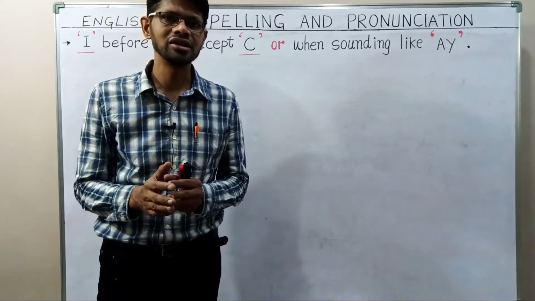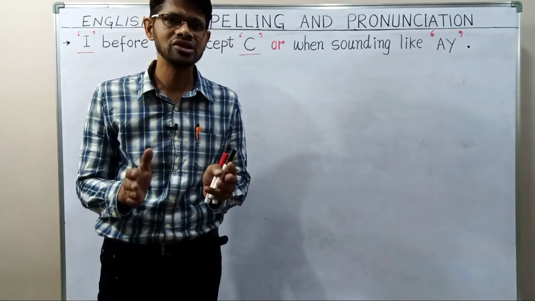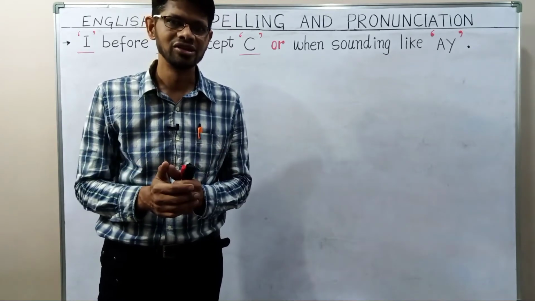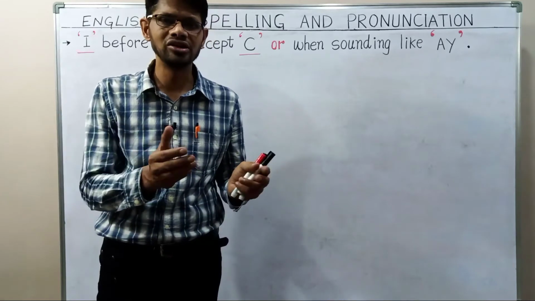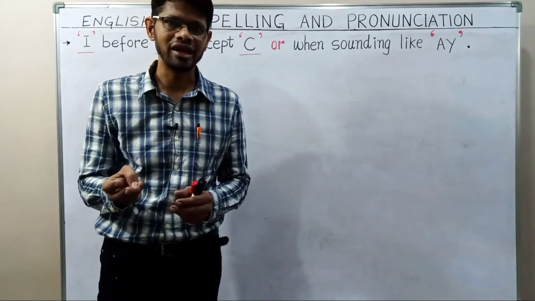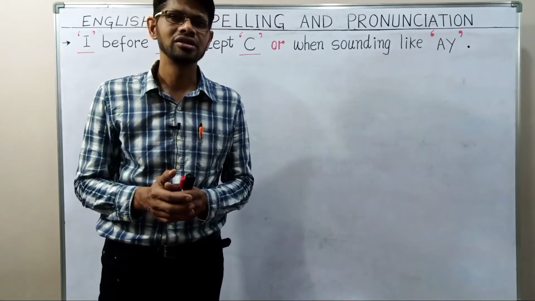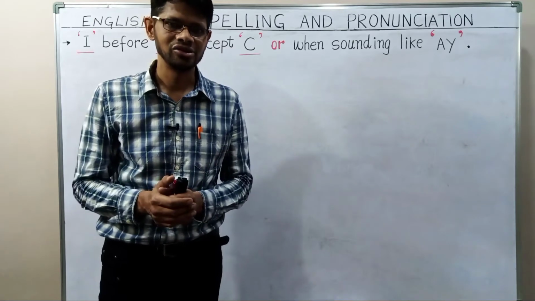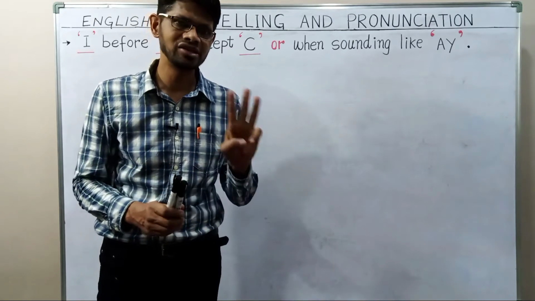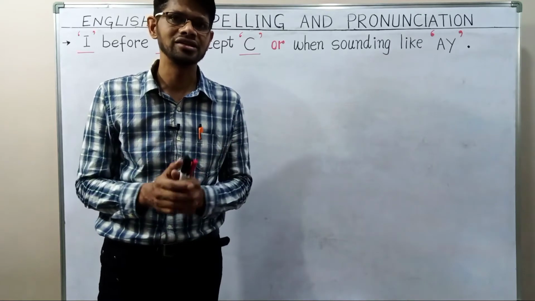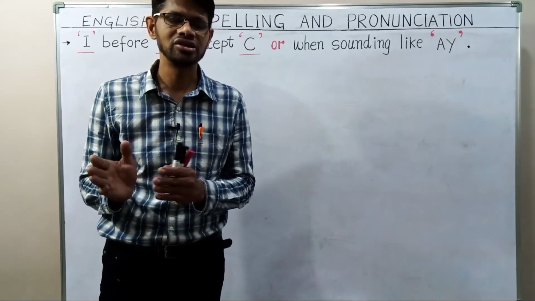Third reason, what is the third reason? The English language is not a pure language. It is a mixture of different languages. So many words have been taken from different languages, such as Greek, Latin, French, Italian, Indian, Japanese and other languages. So these three reasons are the major reasons. Because of these three reasons, we face a lot of challenges in spelling and pronunciation.